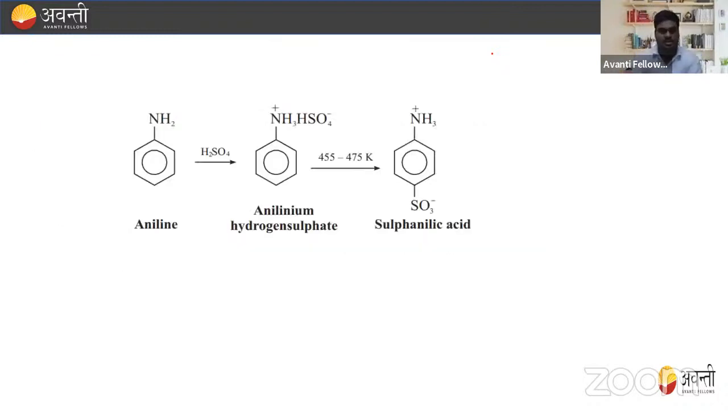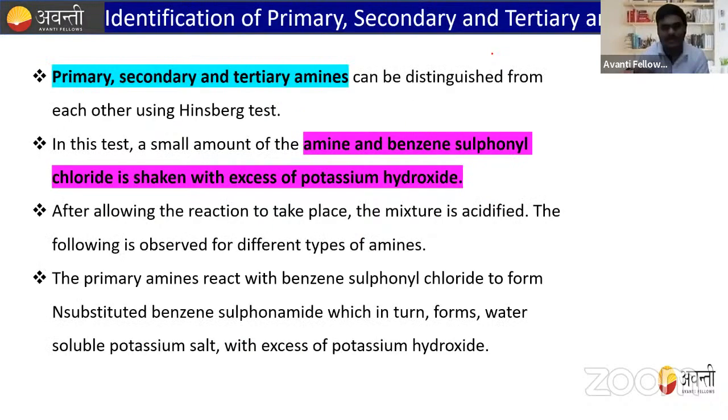How? Let's see. First of all, aniline is treated with H2SO4. This will give anilinium hydrogen sulfate, that is, NH3 HSO4. Now, when it is further heated at 455 to 475 Kelvin, it will give us sulfanilic acid. Right.